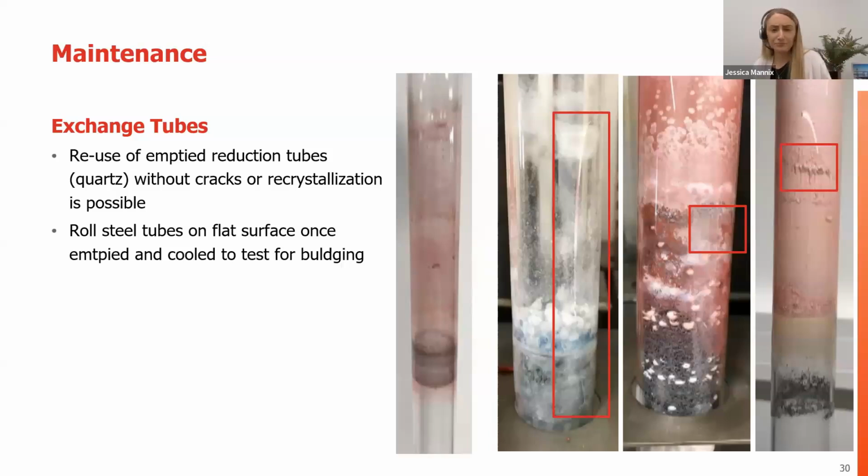What you'll see here in the photograph is a quartz tube. When we are analyzing for sulfur, we do use quartz. In this case, the tubes themselves can be reused up to 5 times. But we do want to make sure that we're looking out for any devitrification or recrystallization of that quartz if we were to reuse the tubes.